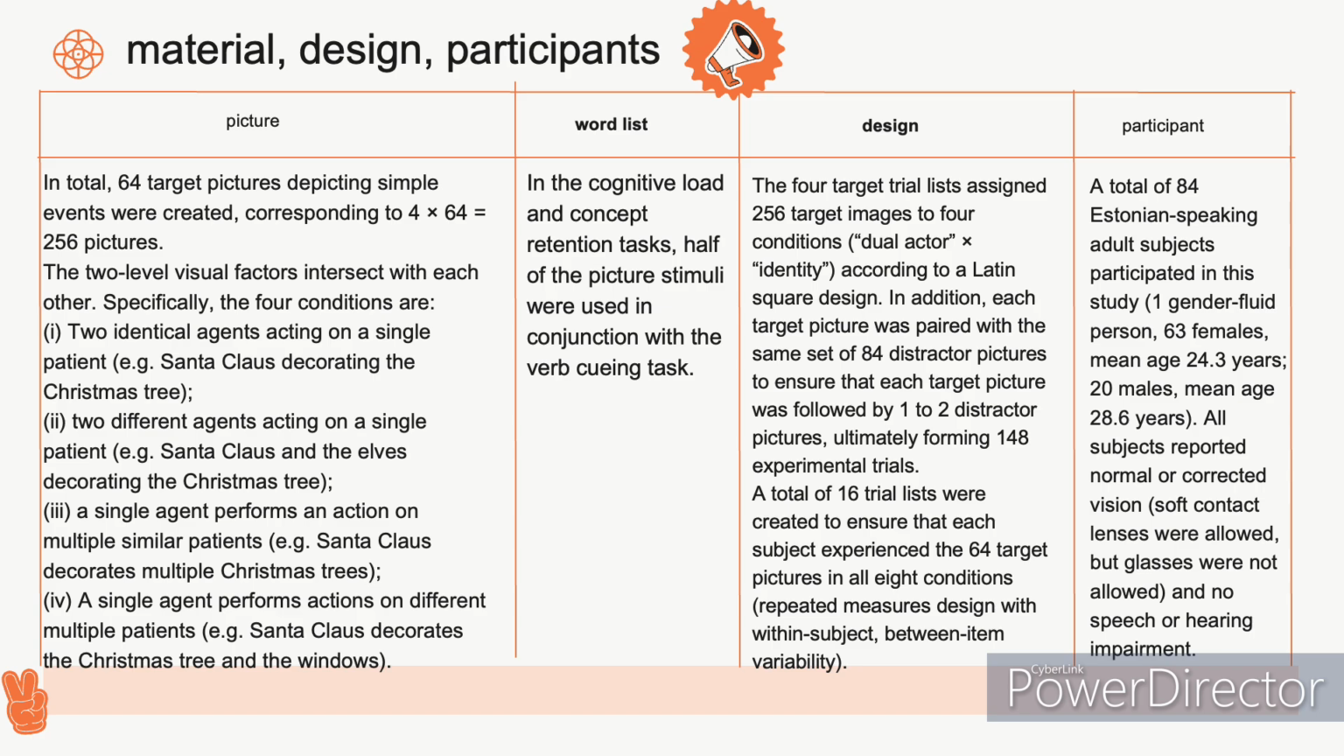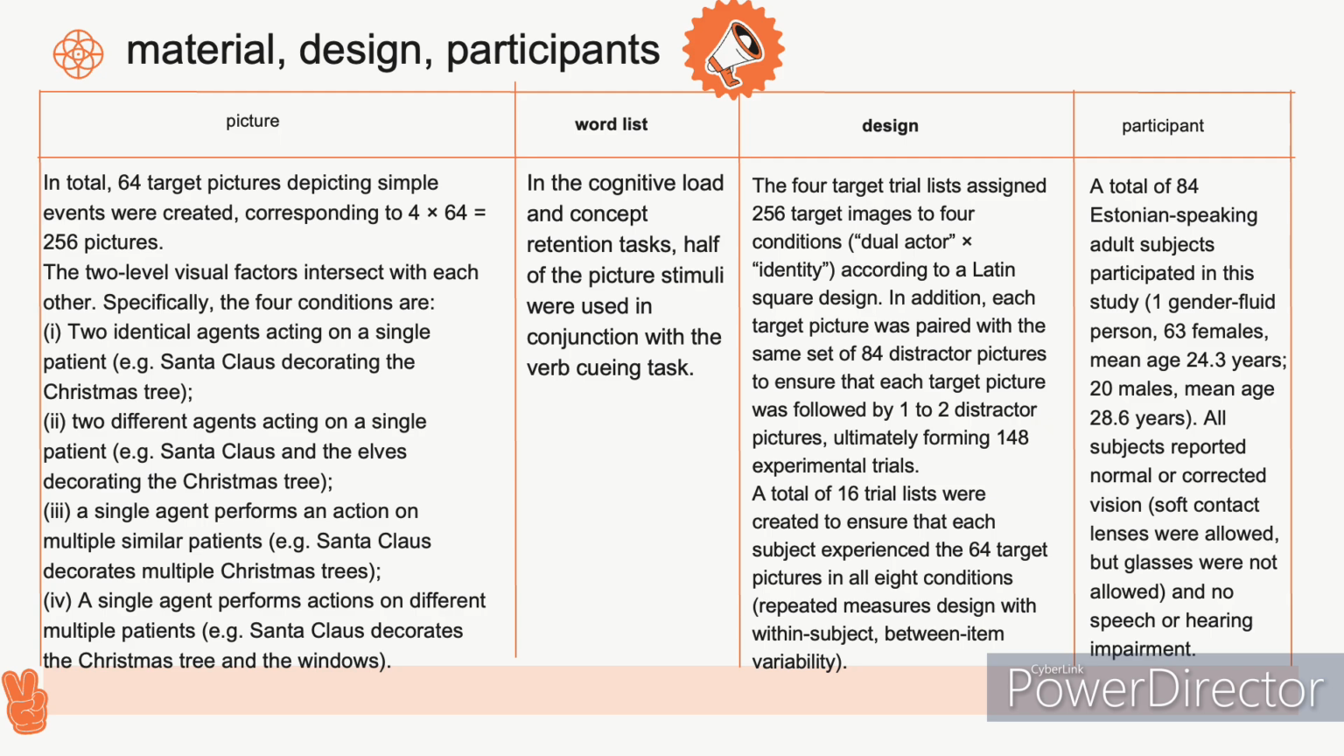Next, I will introduce the research methods of this study. The experimental stimuli included 64 target images representing different sentence structures. It also included filler and practice images to balance the design. The two-level visual factors intersect with each other, forming a total of 250 images. The author uses specific examples in the article to illustrate these four conditions.